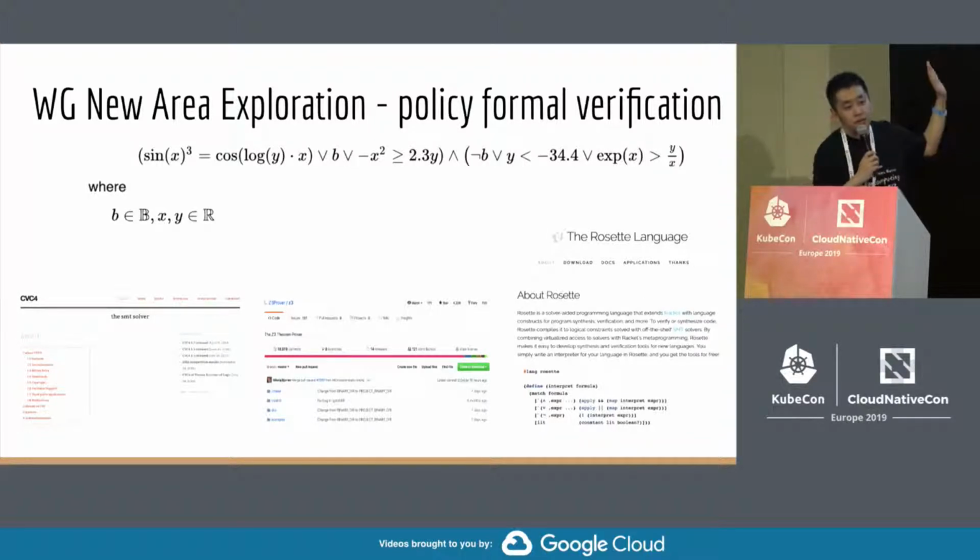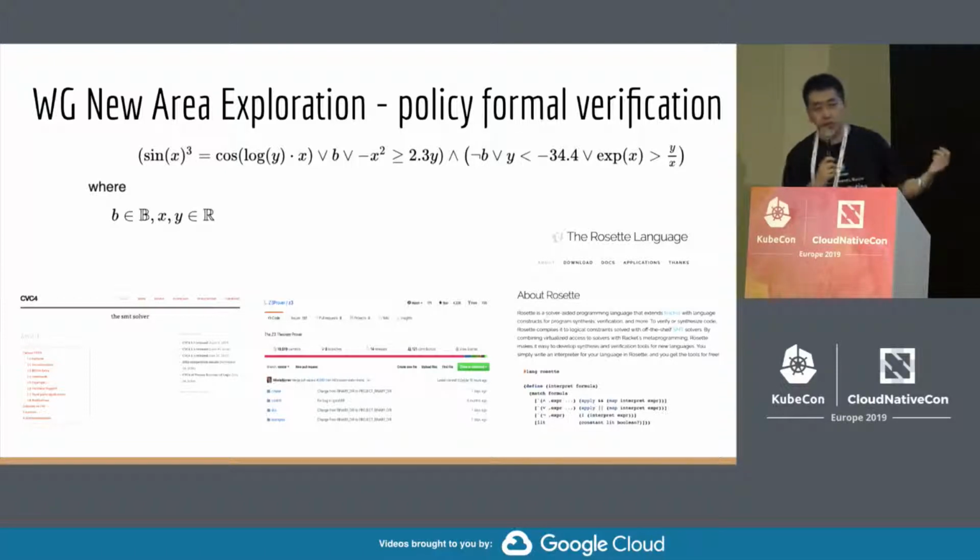There are a couple of great open source SMT solvers: CVC4 from NYU and Stanford, Z3, also very famous, and also Rosette. Rosette is actually a language that can use these SMT solvers. So the formula you see above is what a formal verification for the policies will look like. You can't get more nerdy than this, I promise you.